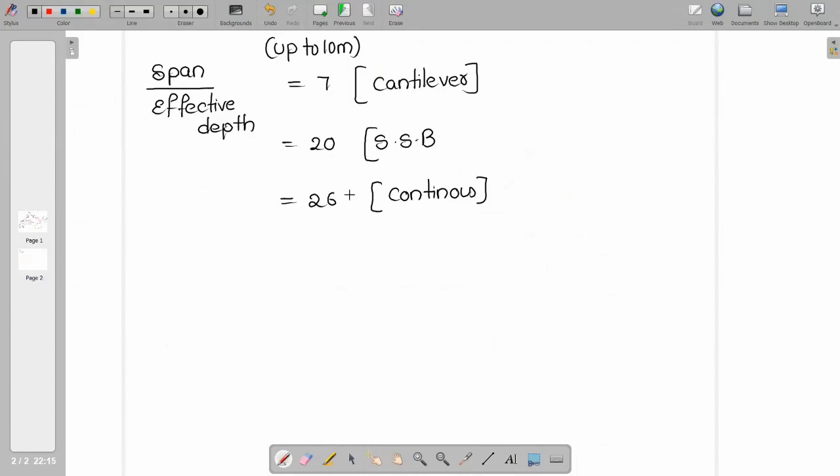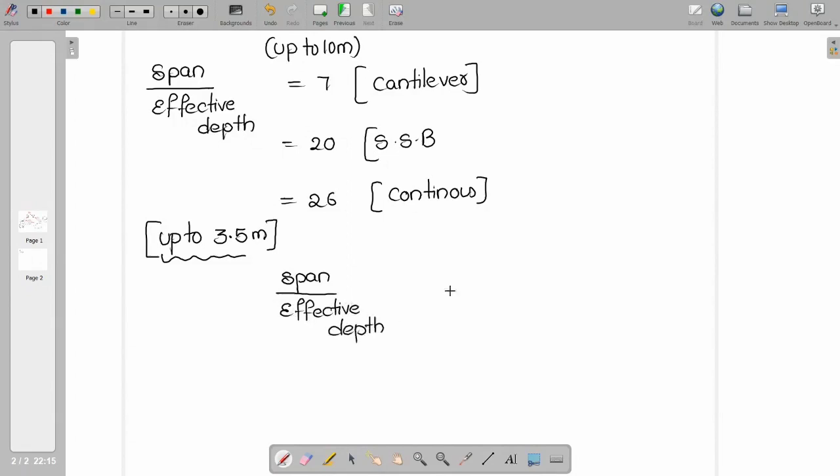Suppose you talk about spans up to 3.5 meters. Up to 3.5 meters, span upon effective depth is given by the formula 35, or 40. This 35 is for simply supported beam.